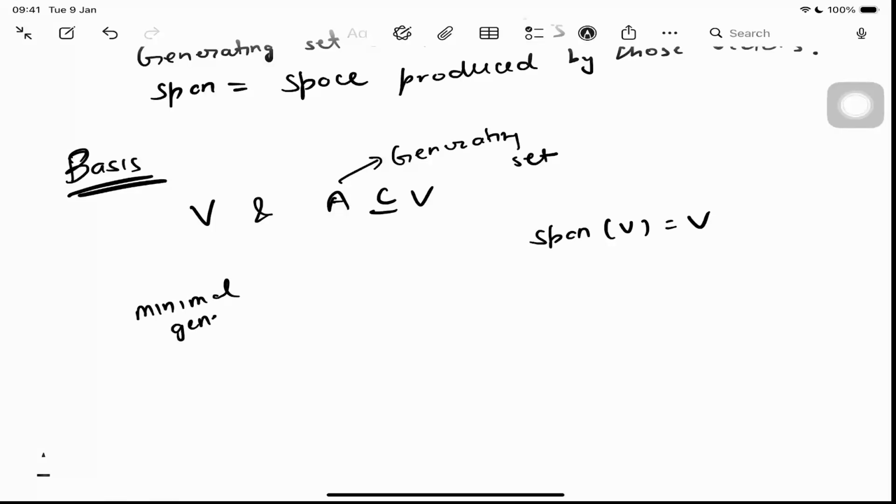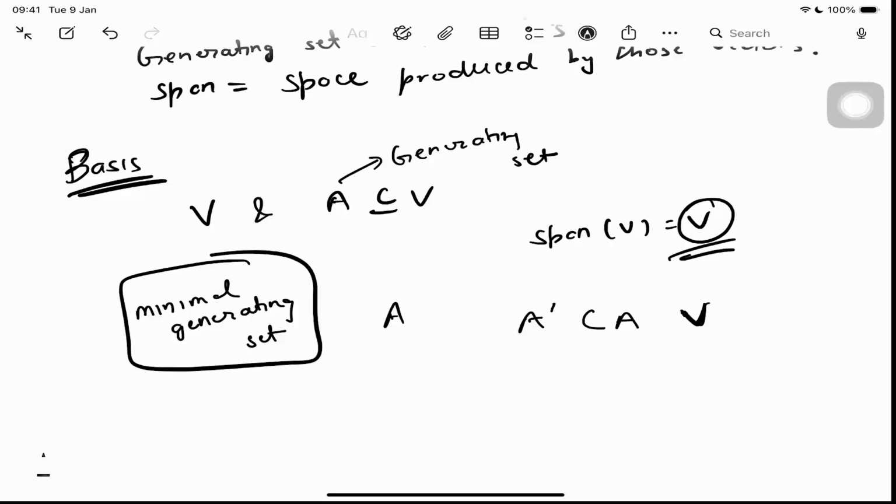Minimal generating set. A generating set A is called minimal if there is no smaller subset A prime, which is a subset of A, that still generates V. In other words, you cannot remove any vector from A without losing the ability to generate the whole space. So every vector in A is essential if we want to get V. That is the minimal generating set. In a general generating set, if you remove one or two vectors and we can still get V, that is still called a generating set.